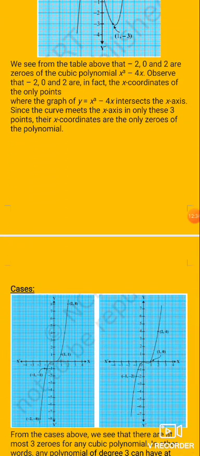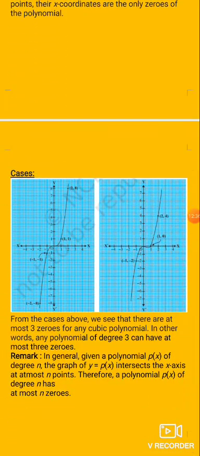Now listen, in the case of a cubic polynomial. From the cases above, we see that there are at most 3 zeros for any cubic polynomial. In other words, any polynomial of degree 3 can have at most 3 zeros. So the first case is what? 1 zero. The second case is 2 zeros. And we have studied that if it is a cubic polynomial, 3 zeros. But generally we can say a cubic polynomial has at most 3 zeros.